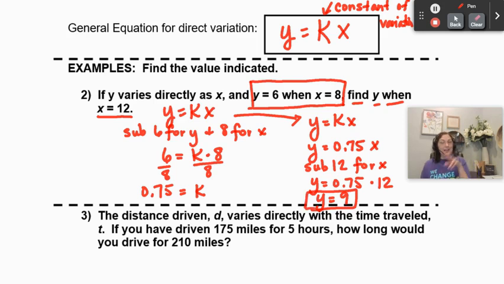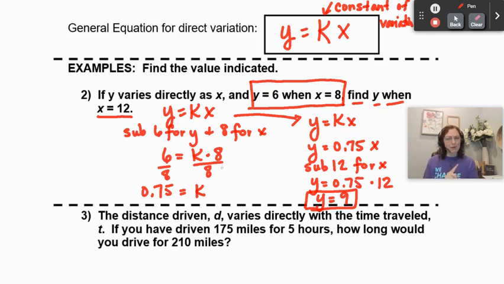But I want you to see I had to use two steps in this problem, right? The first step was from the first half of the problem, and I had to sub in for x and y to find k. And then I got to do the second half of the problem, which is when I just subbed in one value for x. Okay, let's do one more like that.